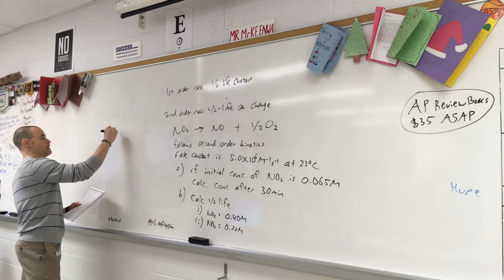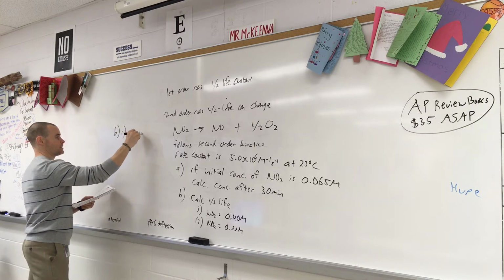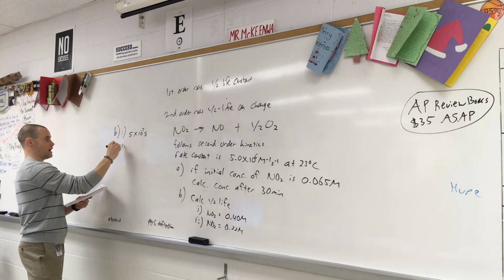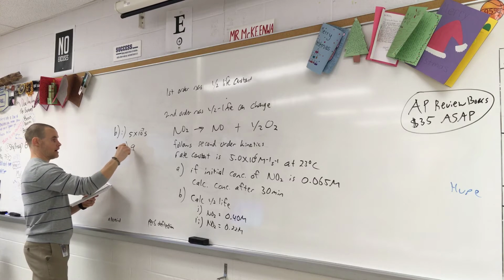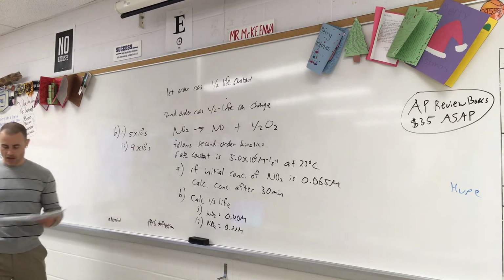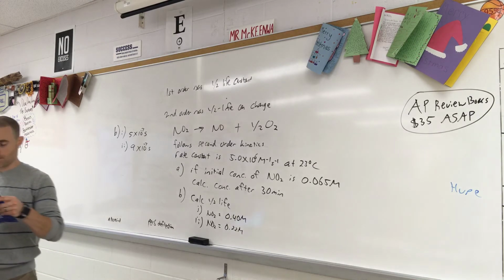For B, the answer is 5 times 10 to the negative 7 seconds, and the other is 9 times 10 to the negative 7 seconds. I'm breaking my rule there with the 3 sig figs, but I'm just going quick here.